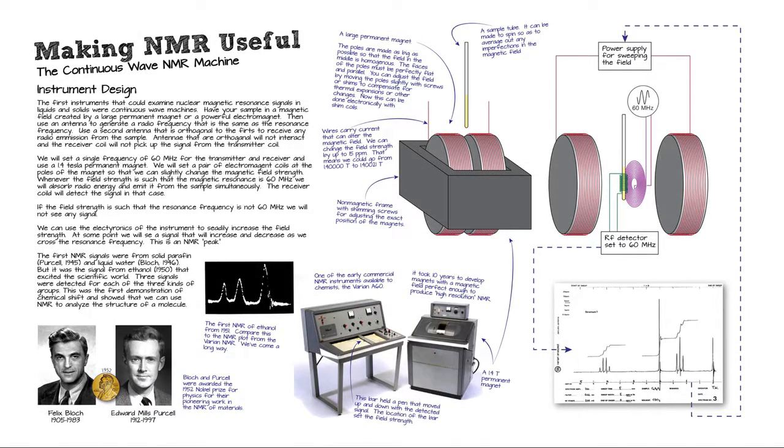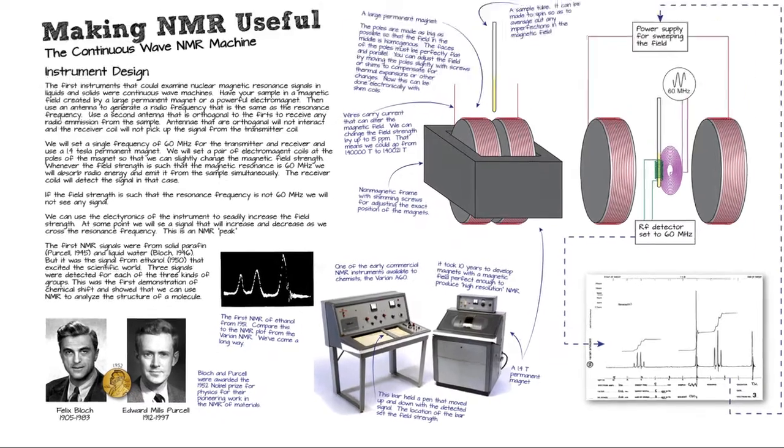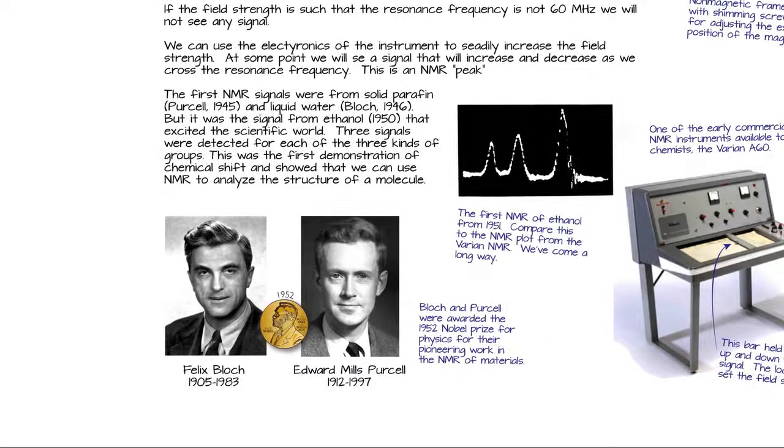So how would a modern NMR work? Well, let's go back 50 years to continuous wave machines. Felix Bloch and Edward Purcell were the originators of NMR that chemists might use. They were looking at nuclear magnetic resonance signals in bulk materials. Purcell was looking at paraffin, and Bloch was looking at water.